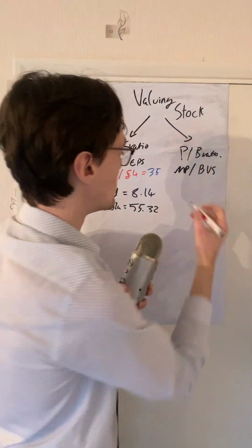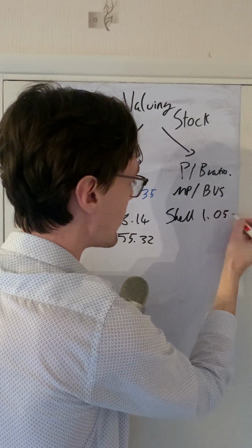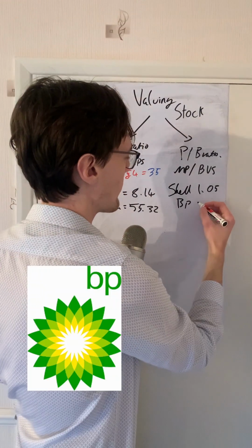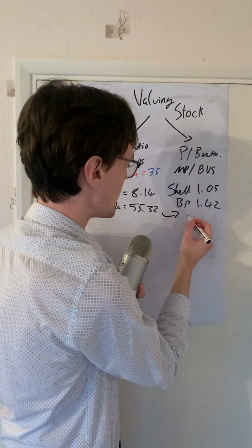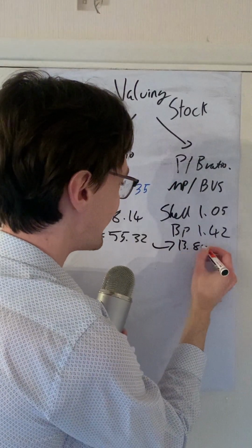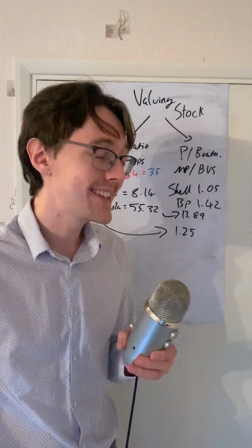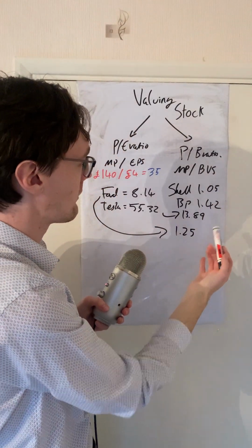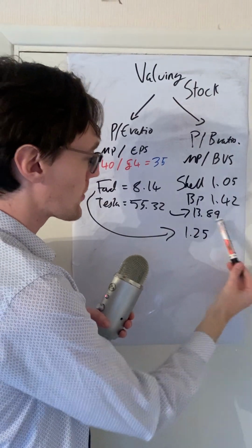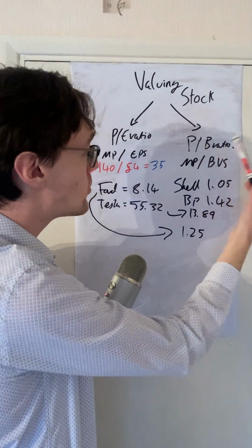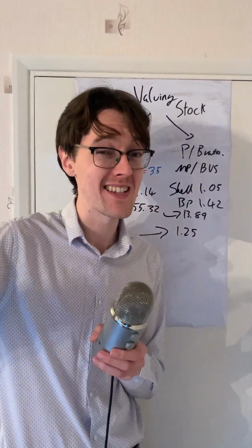So for example, Shell have a PB ratio of 1.05, whereas BP have a price to book ratio of 1.42. Just for comparison, Tesla have a PB ratio of 13.89, whereas Ford have a PB ratio of 1.25. We can see here the differences between these PB ratios and investigate what is causing them. For example, that investors are pricing into today's future book value of Tesla. So actually the business may be worth more in 10 years time, but they're pricing that in today.